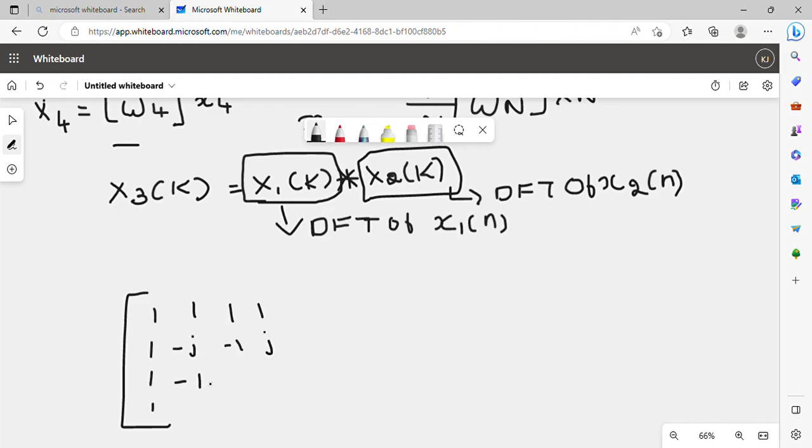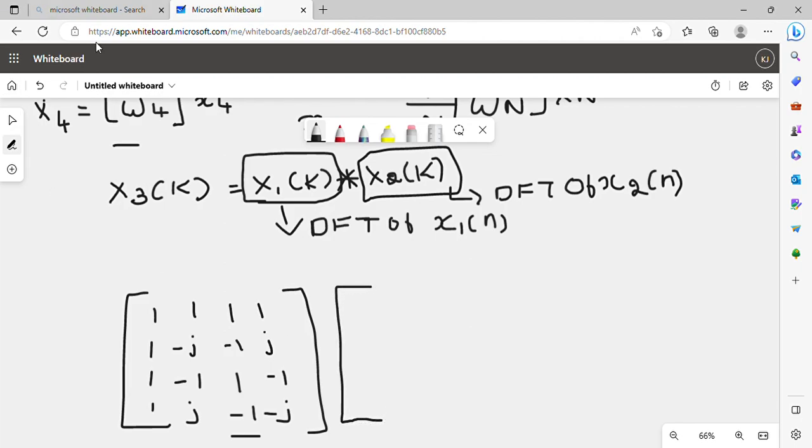So I can say minus 1, 1, minus 1, and it is j, minus 1, and minus j, right? This is your 4-point DFT matrix, right? This is the omega 4 matrix. This matrix is the same one you are going to follow. And it is multiplied with x of 4.